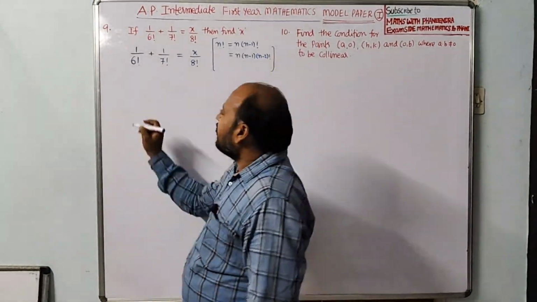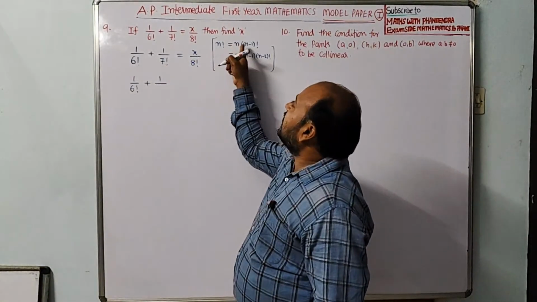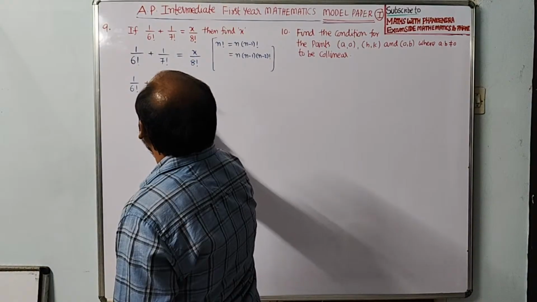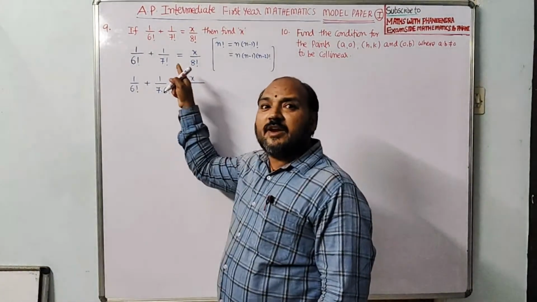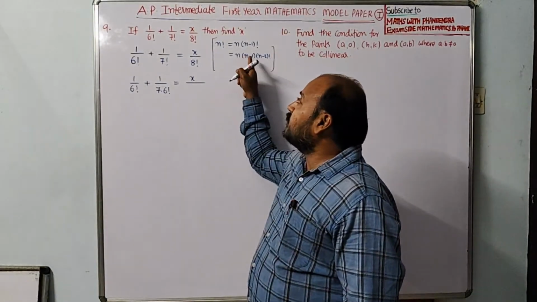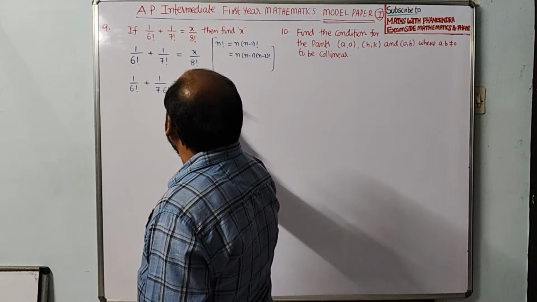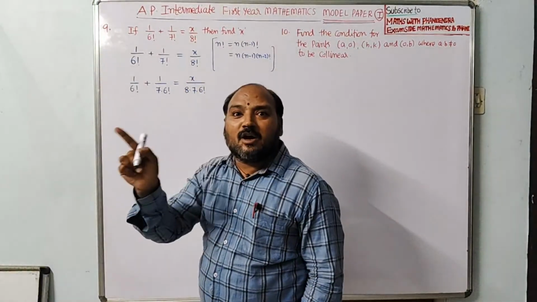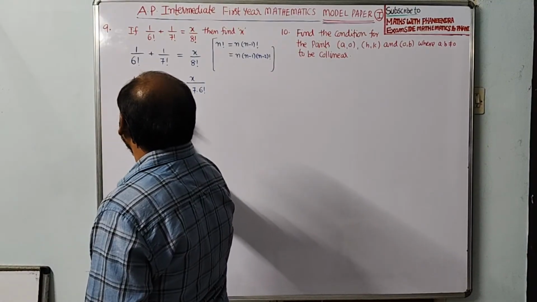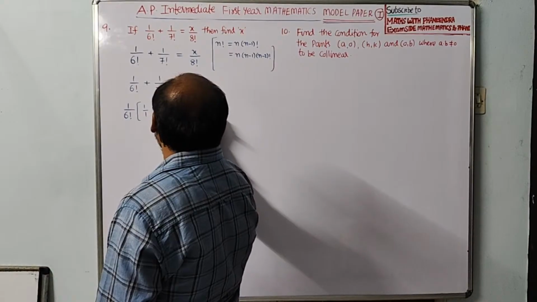Based on this, 1 by 6 factorial as it is, plus 1 by 7 factorial can be written as 7 into (7 minus 1) factorial, that means 7 into 6 factorial, is equal to x divided by 8 factorial, which can be written as 8 into (8 minus 1) into (8 minus 2) factorial. That means 8 into 7 into 6 factorial. So 1 by 6 factorial, take common on both sides. Here 1 by 1 plus 1 by 7 is equal to 1 by 6 factorial into x by 8 into 7.